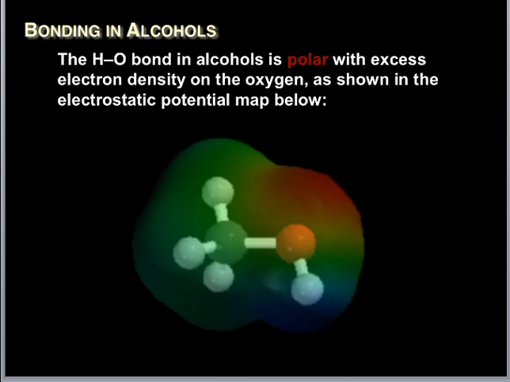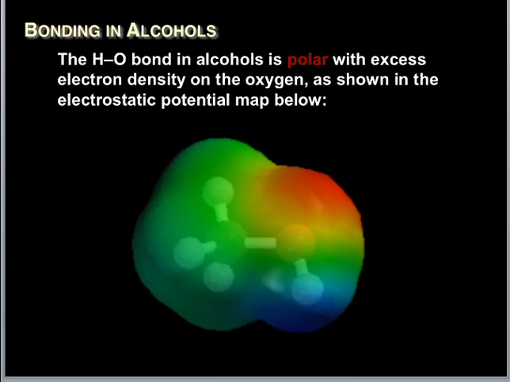The electrostatic potential map for, well, this is methanol, or ethanol, looks something like this. We have the OH that is very, very prominently electronegative, lots of electrons, and then we're basically sucking electrons away from the carbon chain.